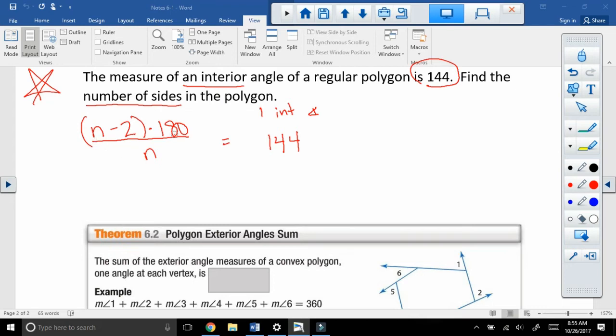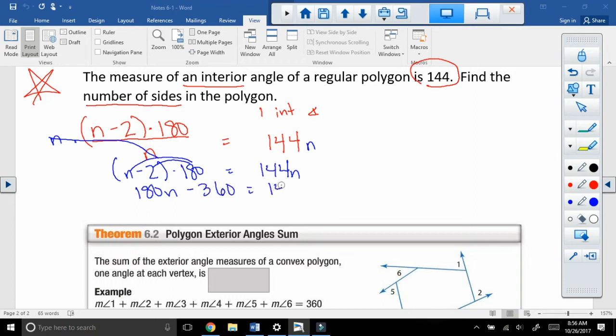What is it going to take to get rid of dividing by n? You have to multiply by n. So when you multiply each side by n, I have n minus 2 times 180 equals 144 times n. Then I have to distribute. So 180n minus 360 equals 144n.